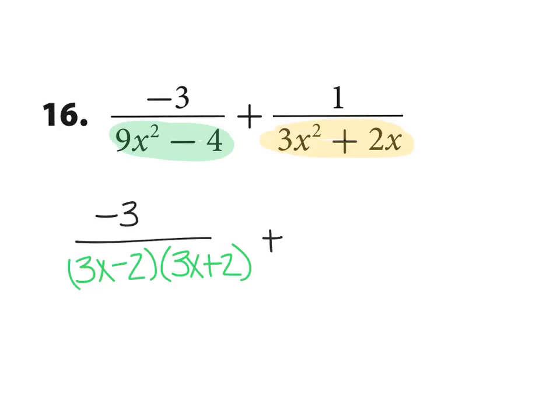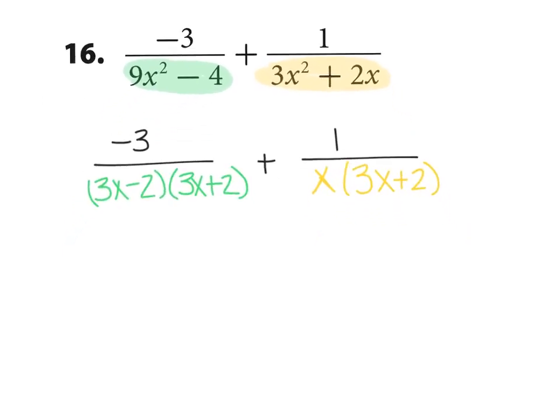Then plus 1 divided by 3x squared plus 2x, which factors, because I can take out a GCF of x, and I'm left with 3x plus 2. So now I have to look and see what are the factors that each denominator is missing so that they can be equivalent denominators. So first thing I notice is this denominator has a 3x minus 2 and a 3x plus 2. This denominator only has a 3x plus 2. That means that I have to add in a 3x minus 2 so that those are the same.